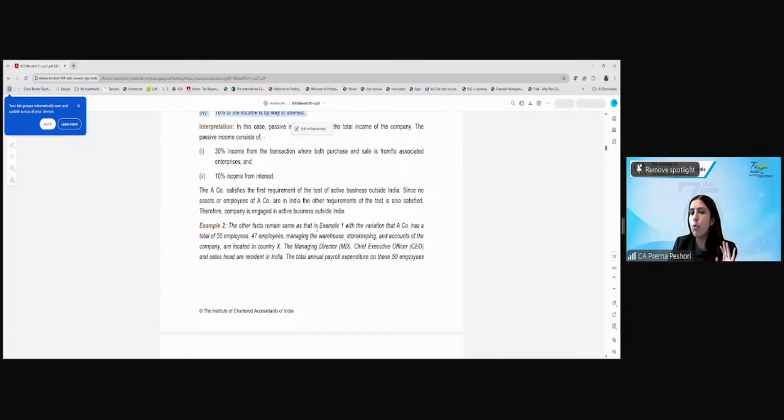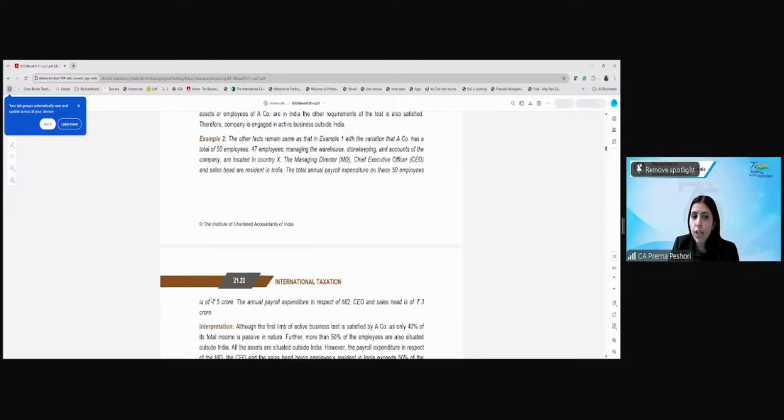Less than 50% of employees are in India. 3 tests satisfied. Now coming to the 4th test. Less than 50% of the payroll expenditure on the employees who are resident or situated in India should be there out of the total payroll expenditure. That test is not satisfied because out of the 5 crore total payroll expense, 3 crore is for the MD, CEO and sales head. So the 4th test is not satisfied.